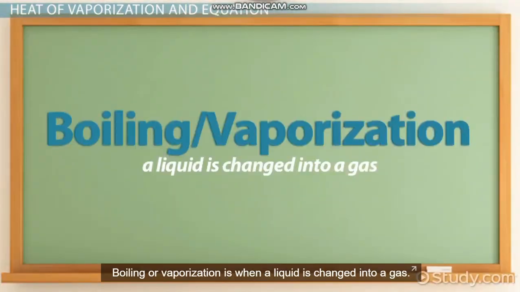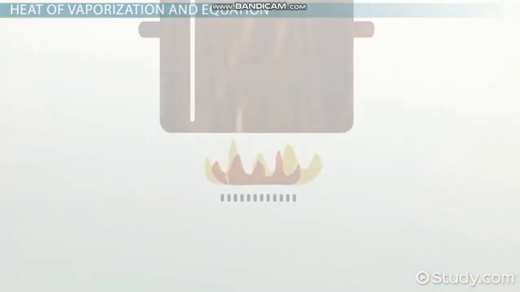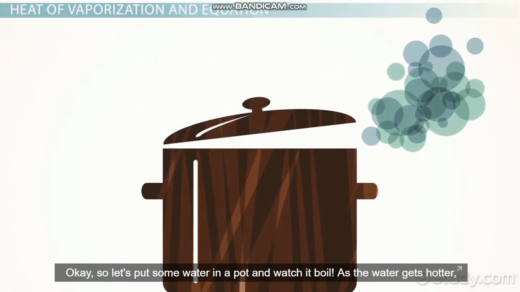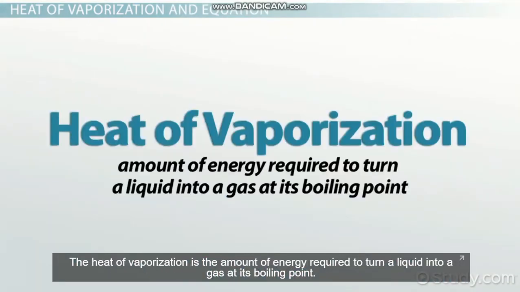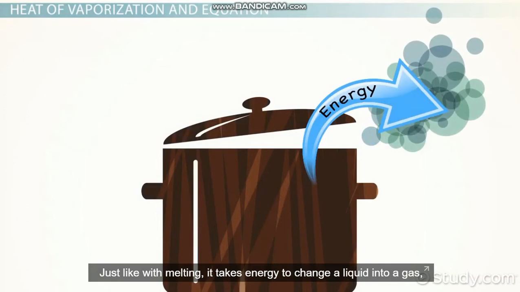Boiling, or vaporization, is when a liquid is changed into a gas, and condensation is when a gas is changed into a liquid. Okay, so let's put some water in a pot and watch it boil. As the water gets hotter, the molecules start bouncing around like crazy and keep getting farther and farther apart. The heat of vaporization is the amount of energy required to turn a liquid into a gas at its boiling point. Just like with melting, it takes energy to change a liquid into a gas.